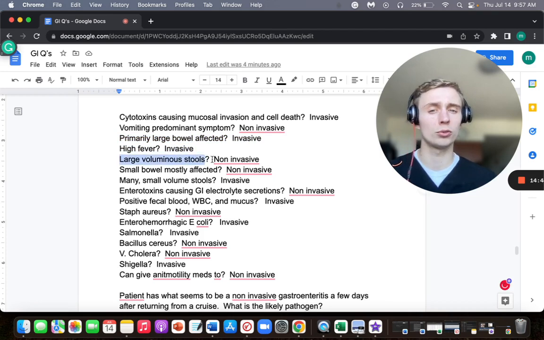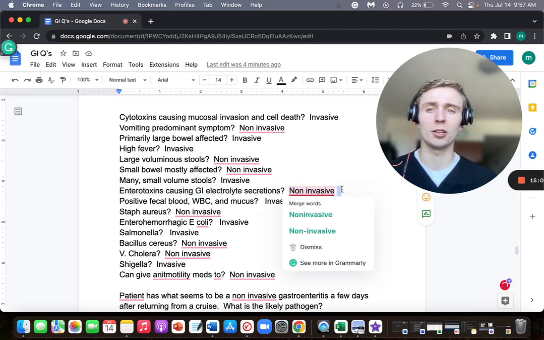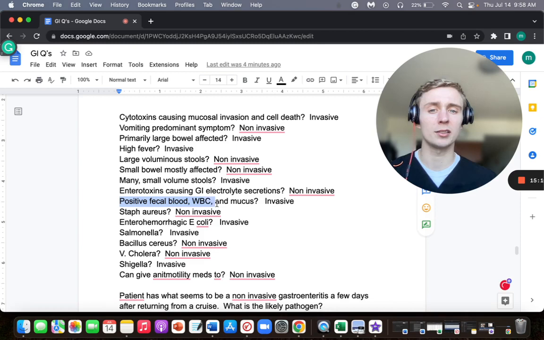Large voluminous stools is non-invasive. The small bowel being mostly affected is non-invasive as well. Many small volume stools, that's going to be invasive. Enterotoxins causing GI electrolyte secretions, that's non-invasive. So think enterotoxins, that's non-invasive, whereas cytotoxins, that's invasive. Positive fecal blood, white blood cells, and mucus, that's invasive. Staph aureus is non-invasive, important to know.